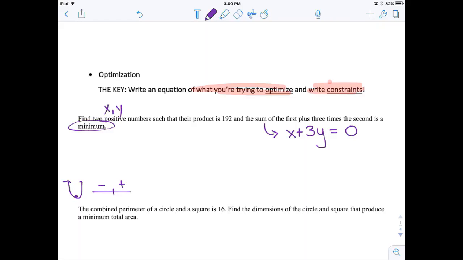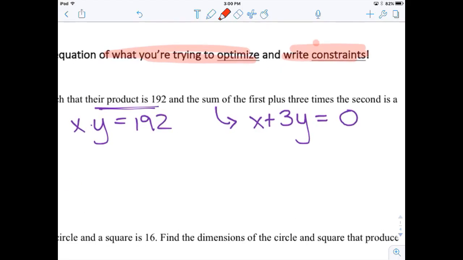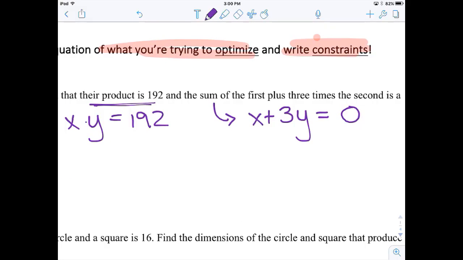Now, what's the constraint? Well, I know that their product is 192, xy equals 192. So that's the constraint that I have to work with. I know that this is the situation I want to actually find a max or min on, but this is the constraint that will let me get it in terms of one variable. So now from here, this is just a system of equations. So I'm going to isolate one of the variables in here. Let's say I isolate x. So that would be 192 over y. And I'm going to plug that in.